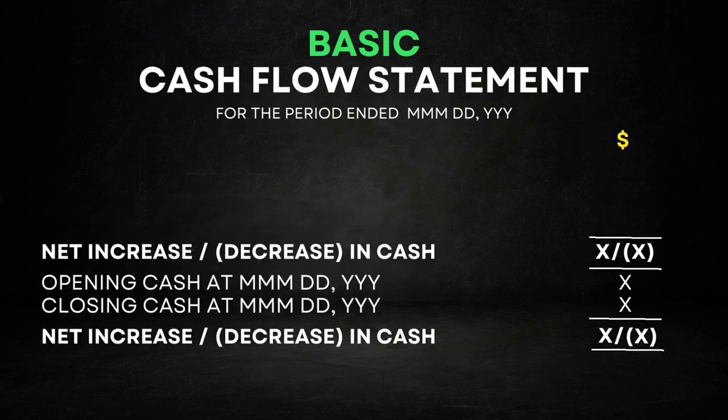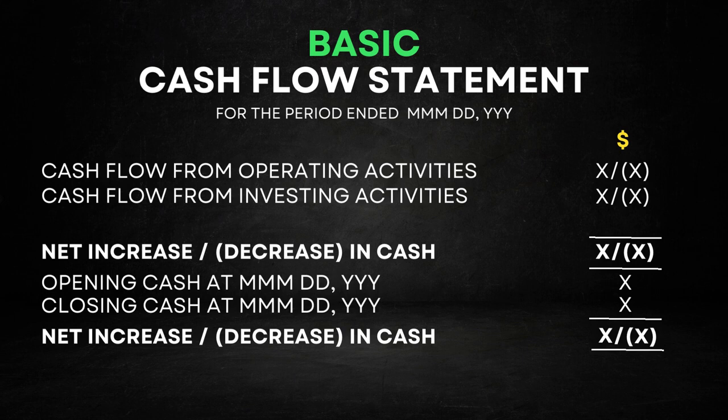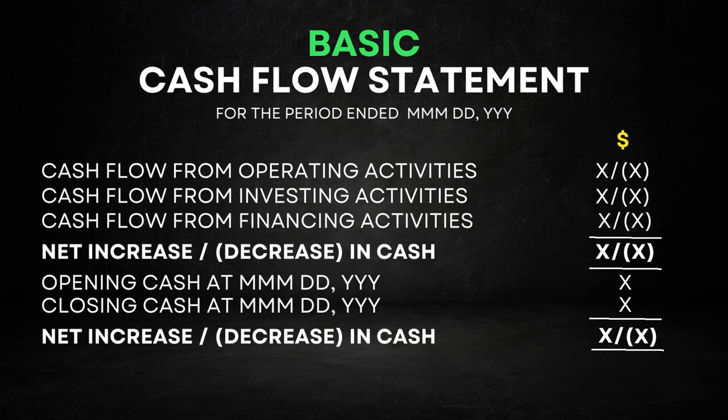The cash flow statement is typically divided into three main sections: cash flow from operating activities, cash flow from investing activities, and cash flow from financing activities. 1. Cash flow from operating activities. This section focuses on the cash flows generated from a company's primary revenue-generating activities. It includes cash inflows from selling goods or services and cash outflows from operating expenses, such as payments to suppliers and employees. Essentially, it represents the day-to-day cash movements related to a company's core operations.